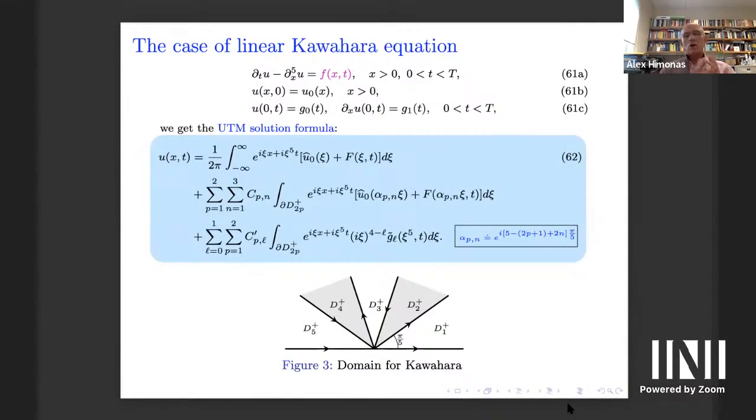In the Kawahara story, we have 2 domains here, the D2 and D4, okay? And this is the Kawahara UTM formula. And you see also the 2 boundary data, G0 and G1.